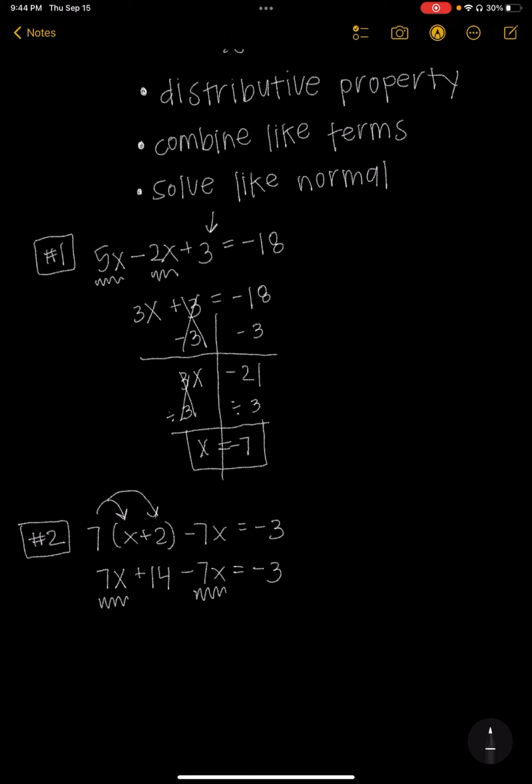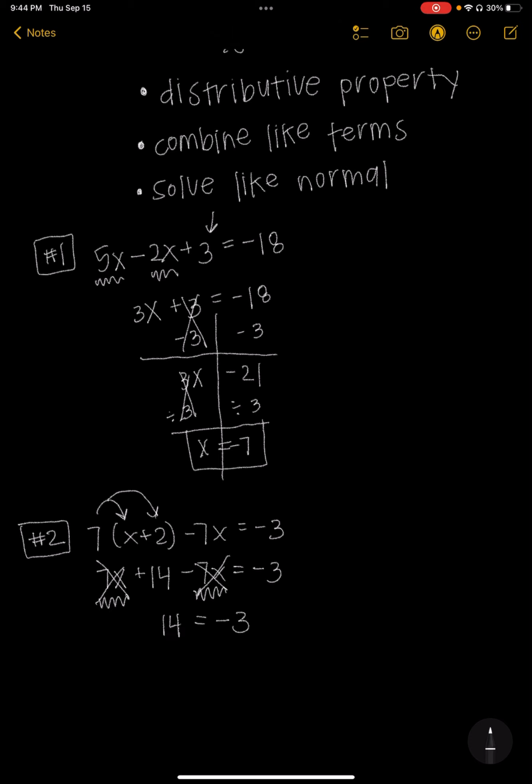Okay, so when we combine them, I've got a 7x minus 7x. That's the same thing as saying 7 minus 7 and then tacking on an x to it. Well, 7 minus 7 is 0, right? So we could write 0x, but 0 times anything is just 0. So these actually cancel each other out, and we're just going to cross them out, which means I'm just left with 14 on the left side, and then on the right side is that negative 3 still.